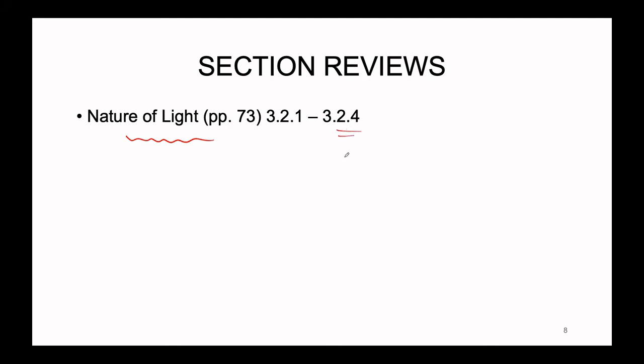Specifically, there are 4 example problems that all have to do with the nature of light. These problems are really focused on c equals lambda nu, the speed of light is equal to the product of the wavelength and the frequency. If you would like some more practice with these types of problems, feel free to give the Nature of Light section a try.